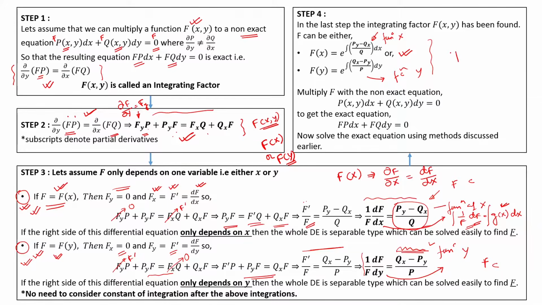Now that we have found the integrating factor f, all we have to do is multiply this integrating factor to this non-exact differential equation P dx plus Q dy equal to 0 to obtain this exact differential equation fP dx plus fQ dy equal to 0. And now we can solve this exact differential equation by using the methods that we have discussed in slide 1. So, all we have done here is find the integrating factor and multiply it by the non-exact differential equation to obtain an exact differential equation of the form fP dx plus fQ dy equal to 0, and we will follow the same steps as we have discussed in slide 1.